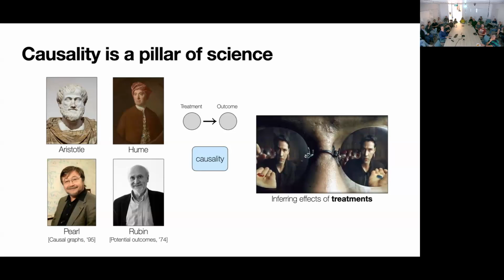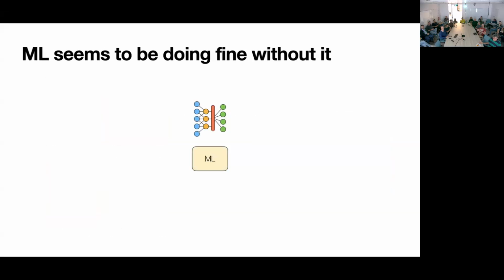And all of this is centered around our need, or desire, to infer causal effects of treatments. Let's imagine a pill that we're giving a patient; we want to understand the outcome of giving the patient that pill. At the same time, machine learning, and when I say machine learning in this talk, I mean mostly deep learning, is doing perfectly fine without it.